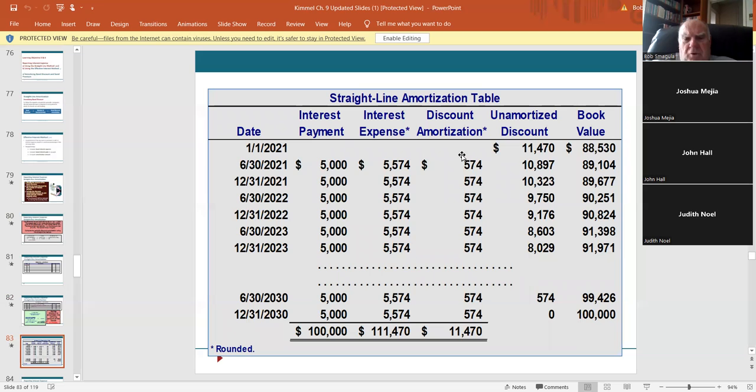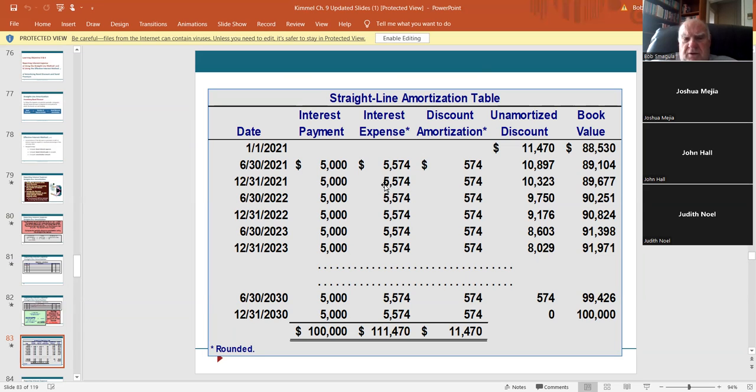So $574 is part of our interest expense, but we have another component, the $5,000. Let's not forget this guy. We have to pay $5,000 every 6 months to this investor. So that's certainly a part of our interest. You have $574. We add them together. There's your total interest expense.